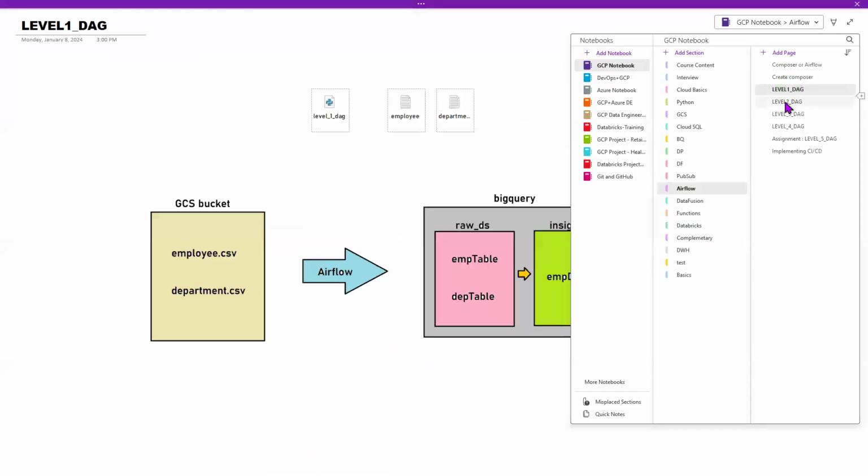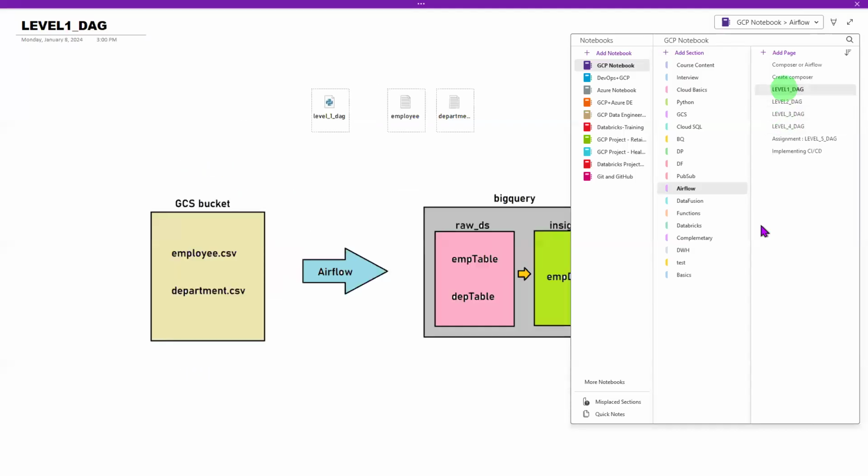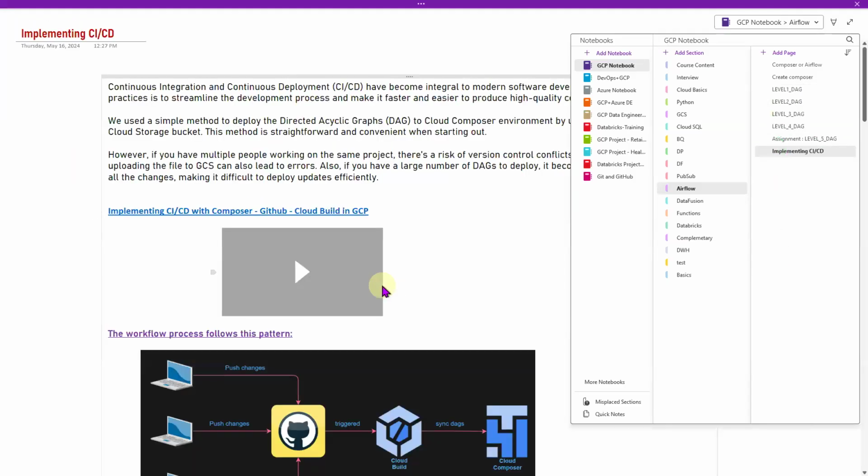4 DAGs I told you: level 1 DAG, level 2 DAG, level 3 DAG, level 4 DAG. I told you 4 DAGs, right? So level 1, level 2, level 3. And there's a level 5 for assignment and implementing the CI/CD with help of the Airflow. We're implementing a CI/CD with help of the Airflow, that is here. So this is again a video recording, guys.